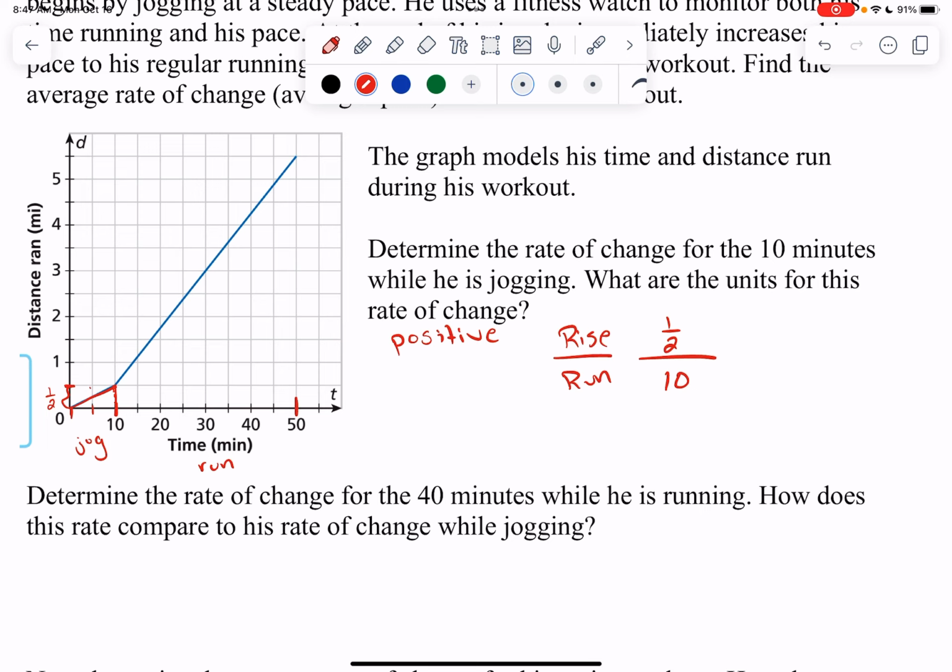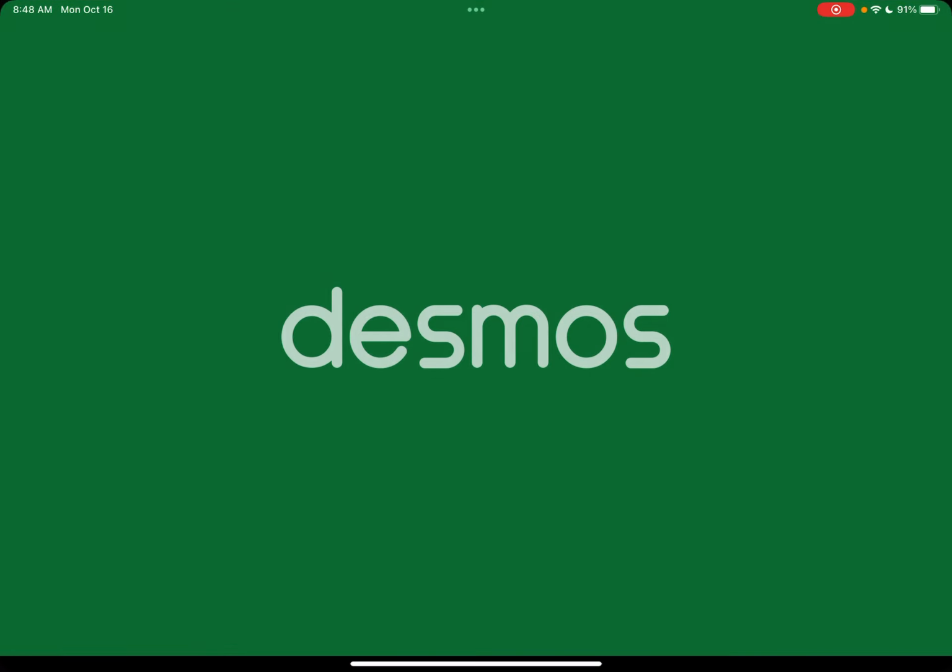So 1/2 over 10. That rise is distance ran. So 1/2 a mile, 1/2 miles, per my run is time in minutes. So what are the units for this rate of change? I found it, miles per minute. Now 1/2 over 10, we don't really like that, so I'm going to go to a calculator.